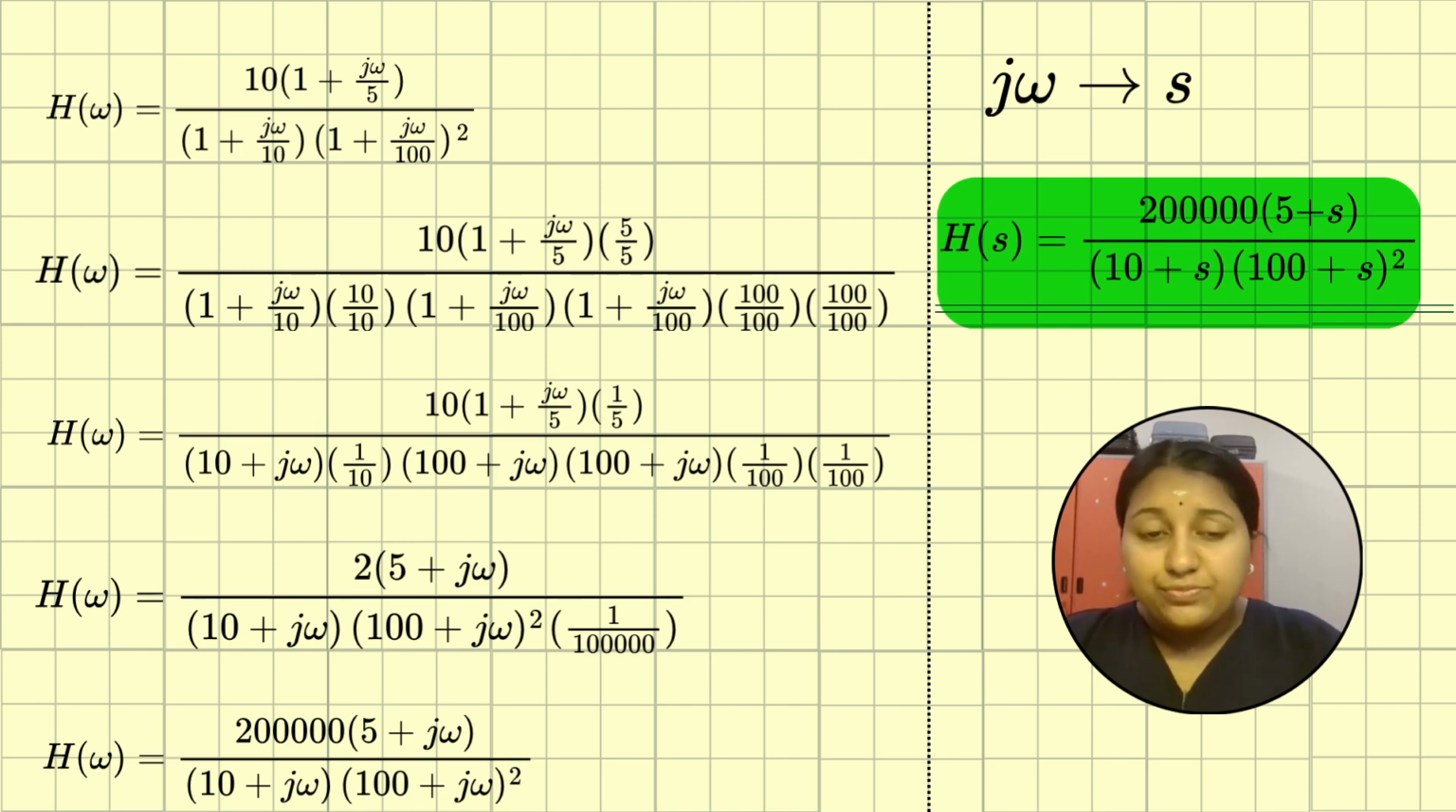After that, we replace the j omega with s to get the Laplace transform, and that completes the conversion from the Bode plot to the transfer function.